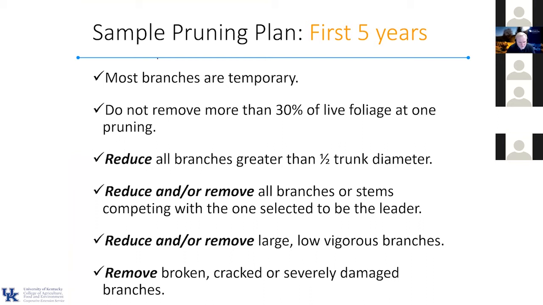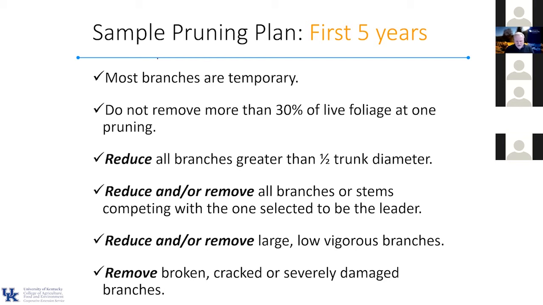Keep in mind the rule of don't remove more than 30% of live foliage, especially on freshly planted trees. I also like to reduce all branches greater than 1/2 trunk diameter. If branches are 1/2 trunk diameter or greater, they're going to either compete with the central leader or trunk of the tree, or they're going to grow down low on a young tree and become a problem later on. You're going to have to make a big pruning cut. If you don't remove those now, you'll have to remove those years down the road, and it's going to be a much larger wound for the tree to heal.